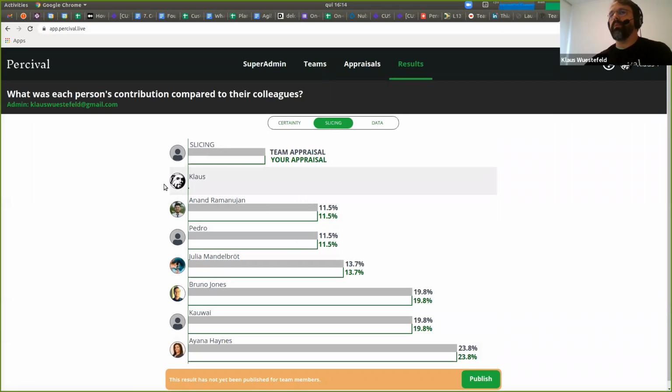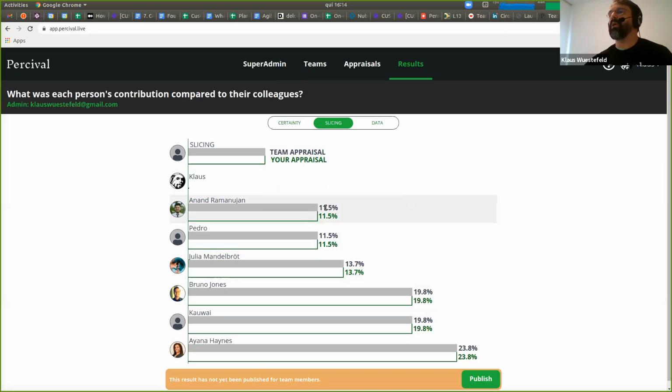Okay, since this is an example, only I am doing the appraisals. In green here are my appraisals, right? And in gray are the team's appraisals. They are the same because I'm the only person doing an appraisal in this example, right? The results can be closed, only for the manager's eyes, or they can be published to the team.